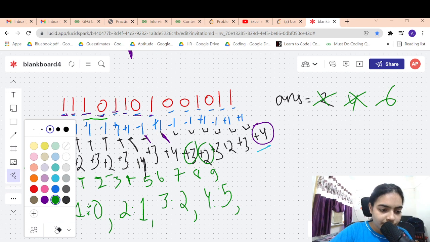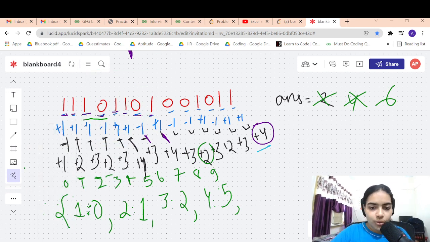Next I have a plus 2, and in my map I had a 2 at the first index. Okay. So 9 minus 1 is 8. I have a subarray of length 8, which is giving me a better answer. So I will change my answer, and my answer will become equal to 8. Okay. Now let's go forward.